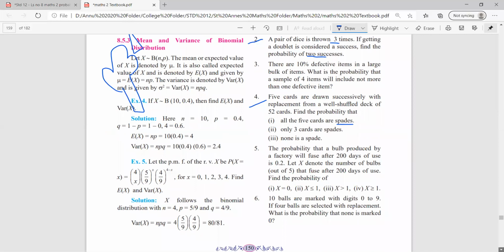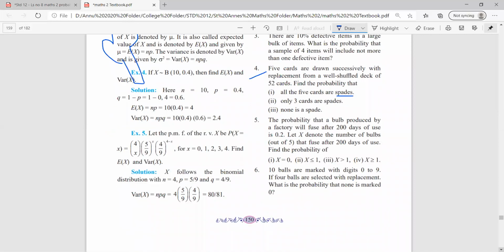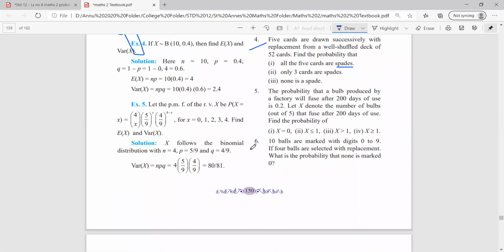Alright. Moving forward with the next one. Sum number 6. 10 balls are marked with digits 0 to 9. If 4 balls are selected with replacement, what is the probability that none is marked 0? Again, they are talking about none. So what do you mean by none over here, class? Again, it stands for 0. So let's see how to solve the sum.